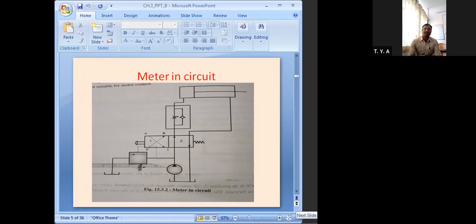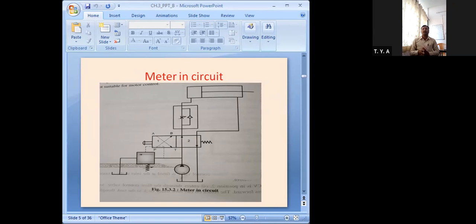With the help of this figure, I would like to illustrate the meter in circuit, which can be used to control the speed of our hydraulic cylinder, that means the hydraulic actuator. This meter in circuit uses the flow control valve that we are going to discuss, and it's a simple schematic circuit diagram I have shown here.